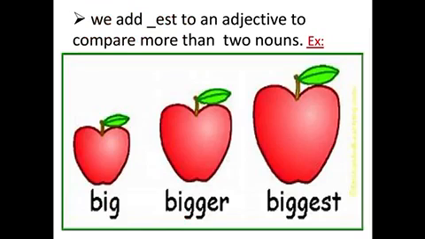Like here we write it with a double g, biggest apple. The example will be: the last apple is the biggest one. We are comparing the last apple with all the apples, with the two other apples.